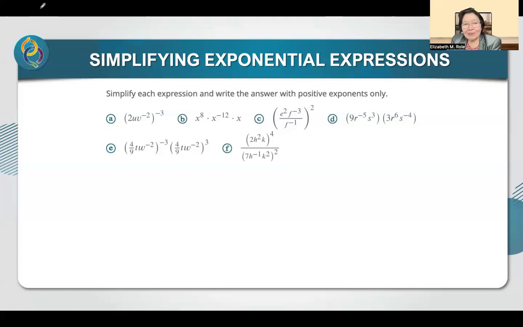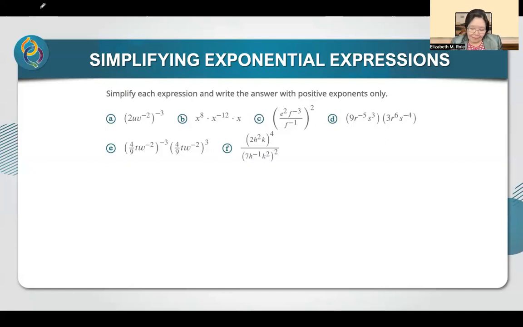Letter B, because you just need the rule of the product as well as the rule of the negative exponent. What's the final answer for letter B? 1 over x cubed.